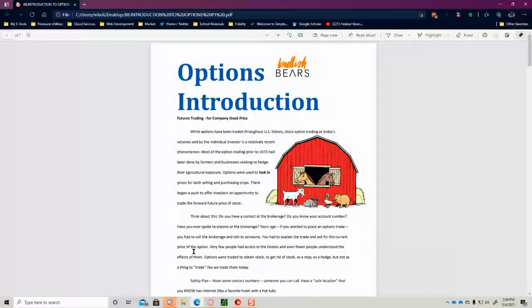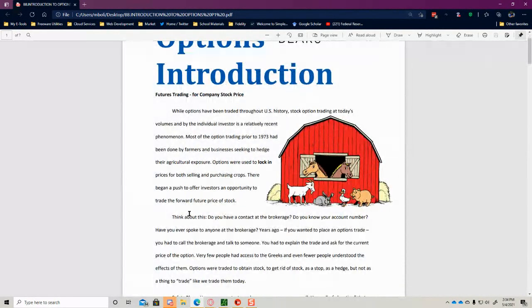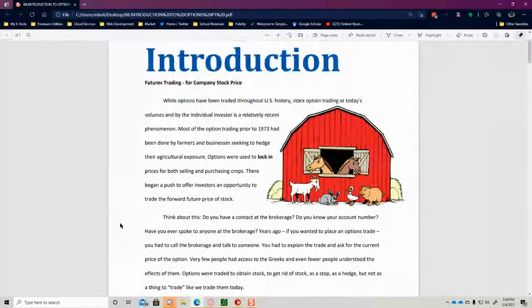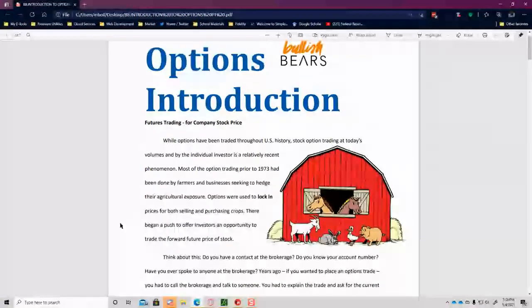So let's go ahead and get started in the introduction. This is cobbled a little bit from resources that I've gathered along the way. I did write it, but you might find a cut and pasted word now and then, or a sentence.